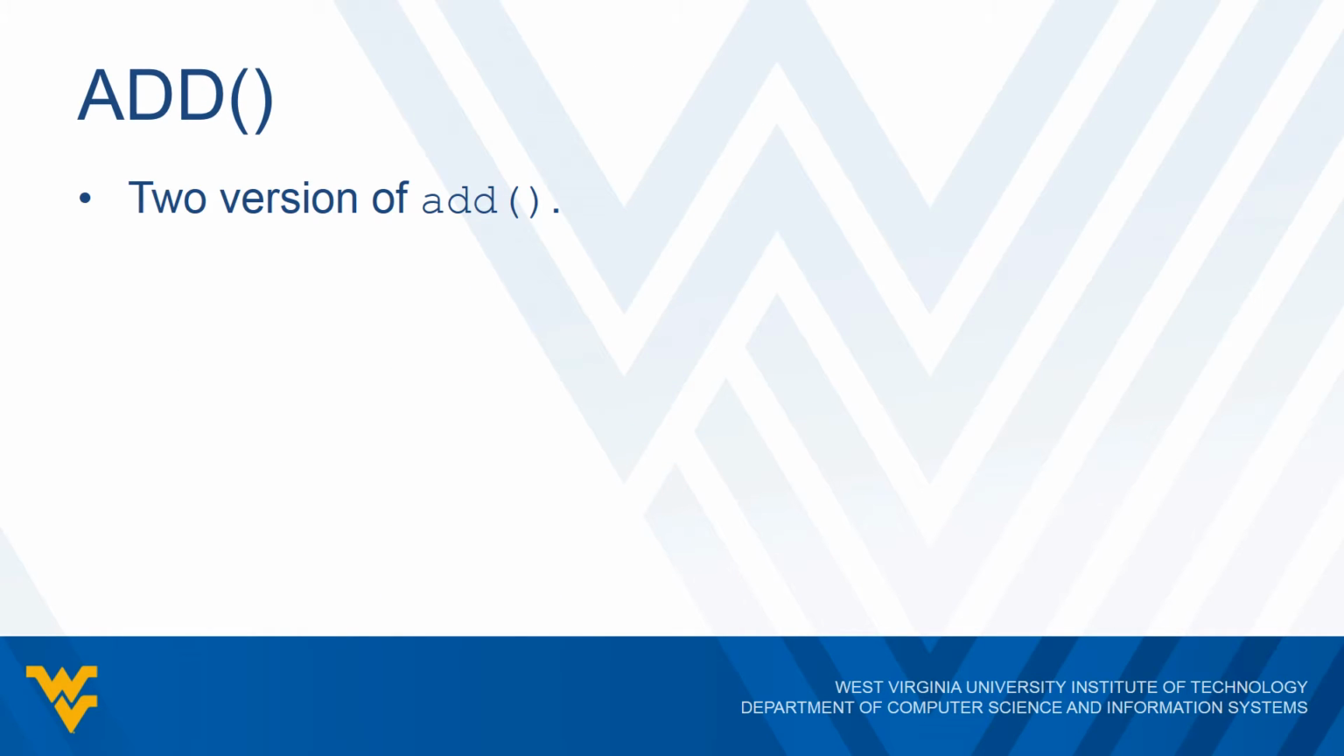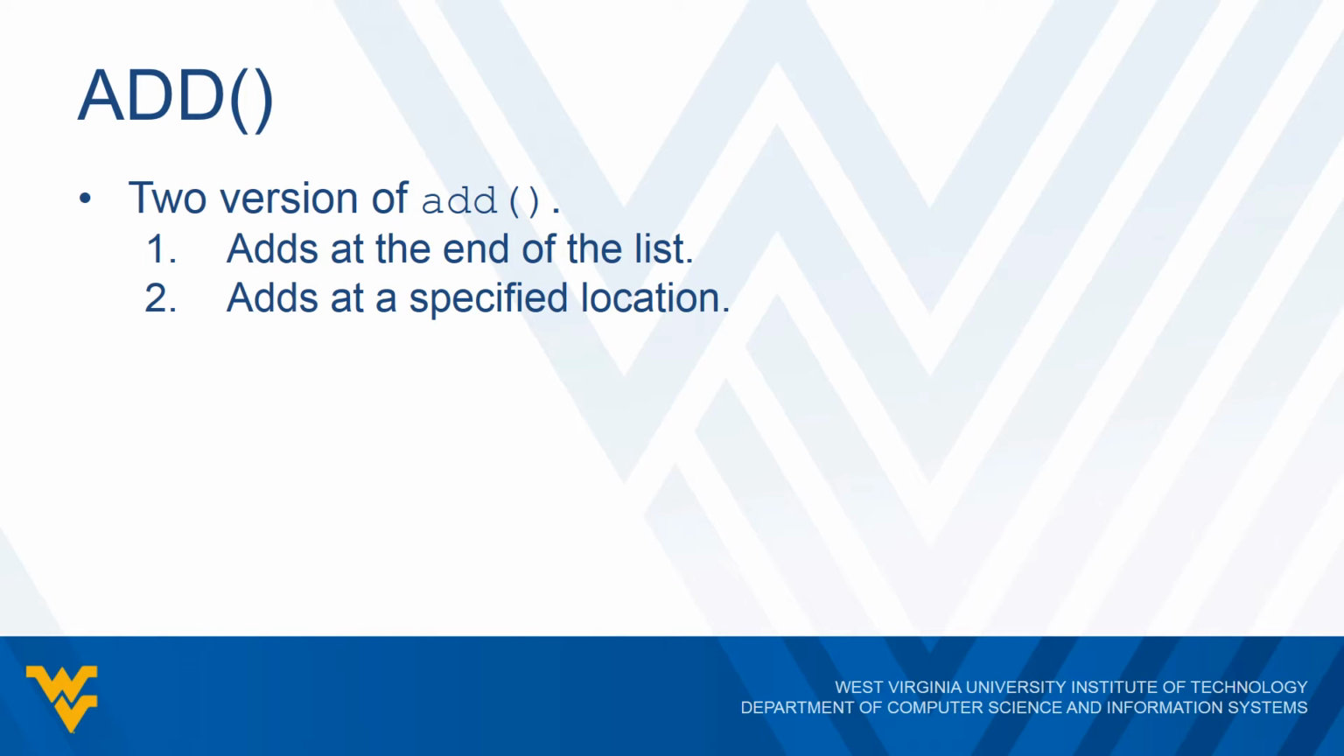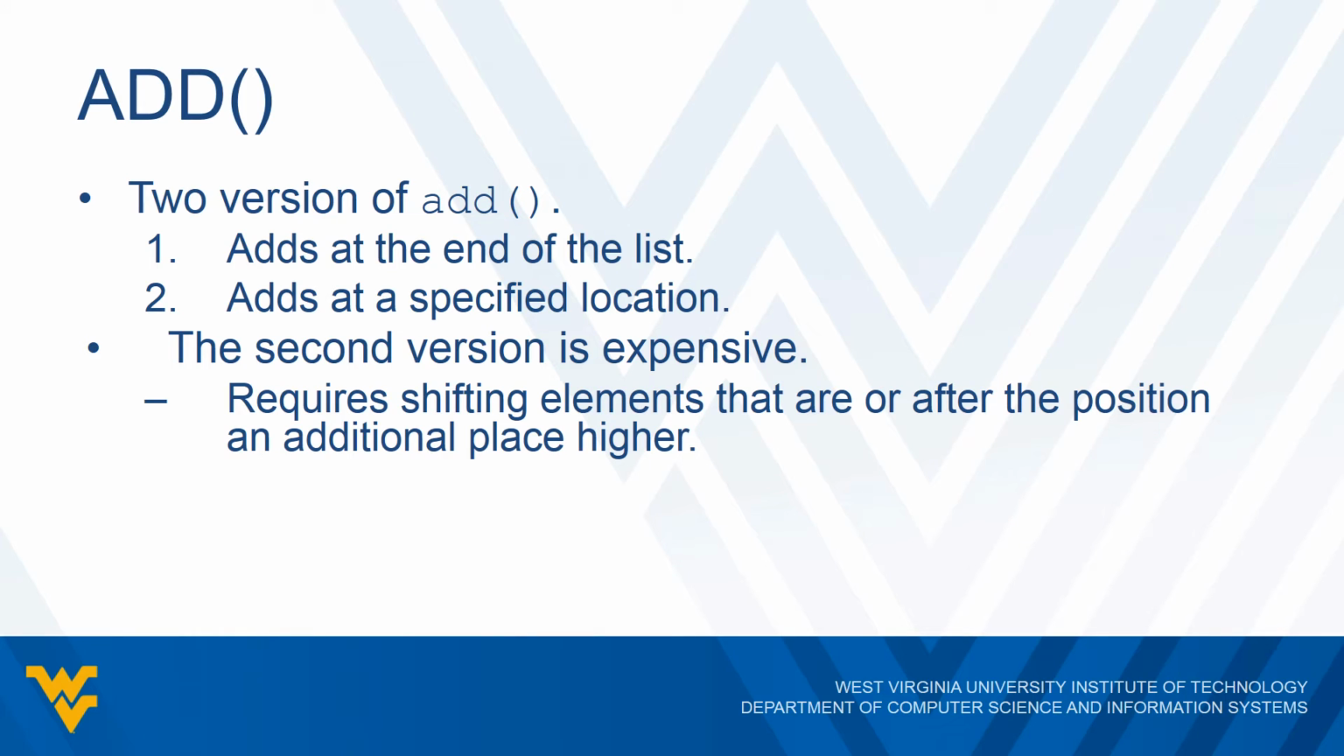We have two versions of the add routine. The first one is just going to add the item at the end of the list. And then the second one lets us add an element at a specified location. The first version can be trivially implemented by calling the second one, where we just say add it at the end of the list. So this second version is actually computationally expensive because it's going to require shifting all the elements that are at or after the specified position one place higher. So we have to move everything over by one spot.